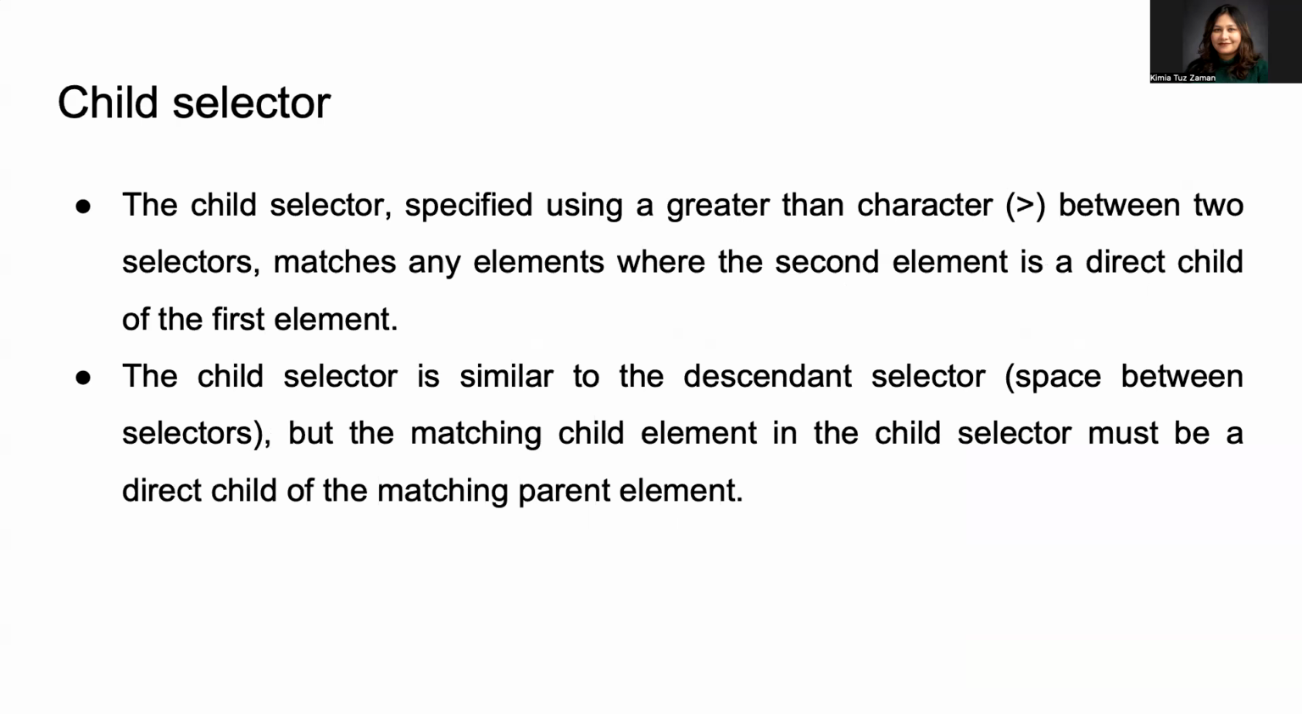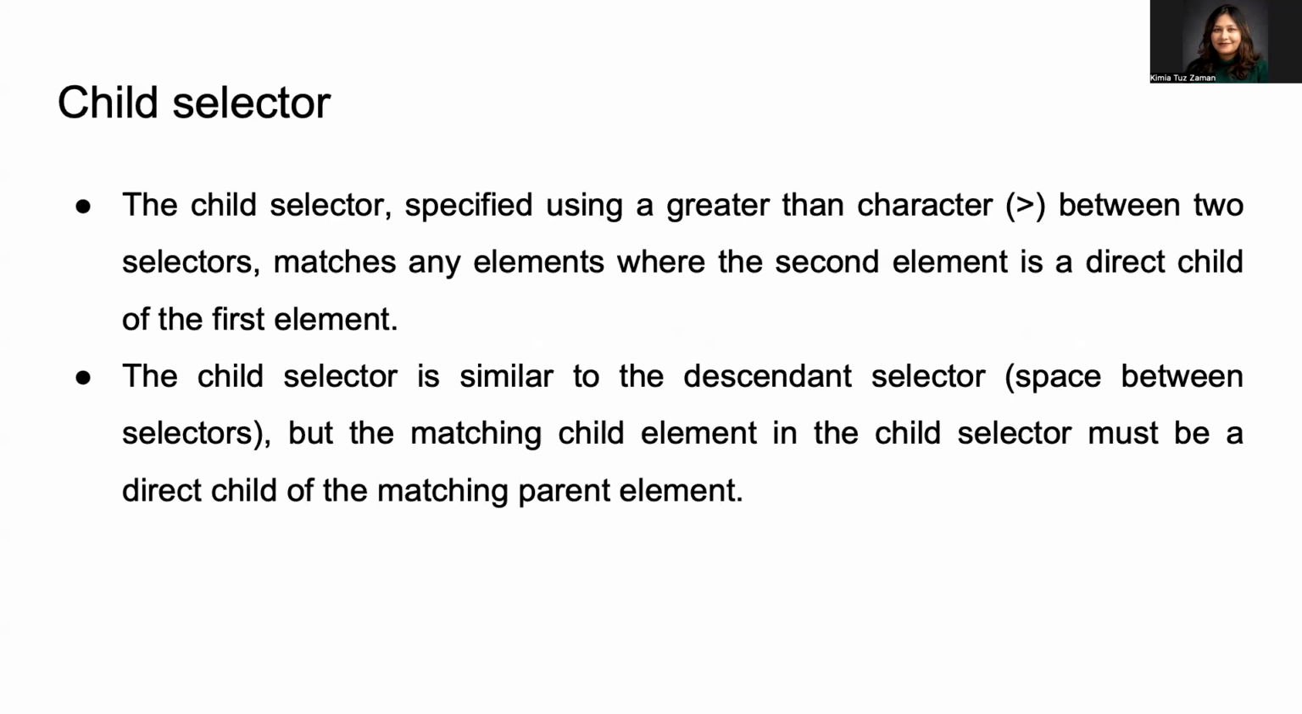So the child selector is written using a greater than sign. It matches elements that are direct children of another element. For example, if we write div greater than p, it will only apply styles to paragraphs that are immediate children of a div element. So this is different from the descendant selector we saw earlier, where a space between selectors matches all nested elements no matter how deep they are. With the child selector, we are being more strict. It has to be the parent and its direct child.